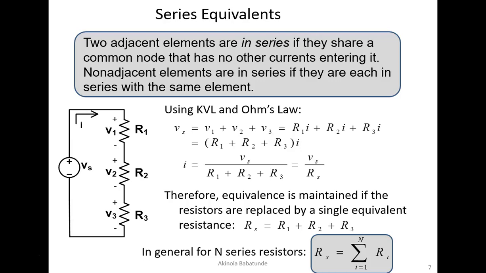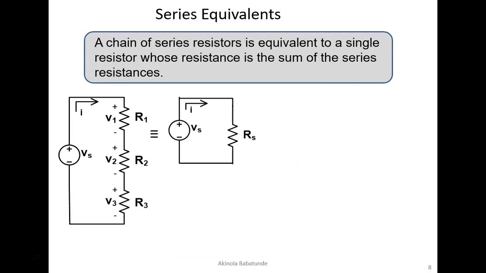N would mean any number. We could have 3 resistors, we could have 2, we could have 4, 5 resistors in series, or even 10 resistors in series. We add all of them together to find the equivalence. A chain of series resistors is equivalent to a single resistor whose resistance is the sum of the series resistances.